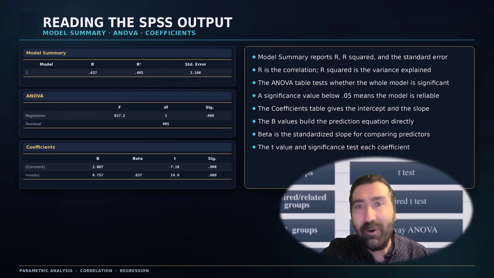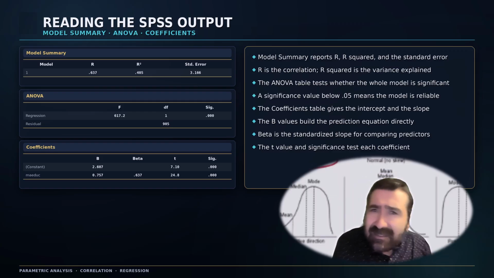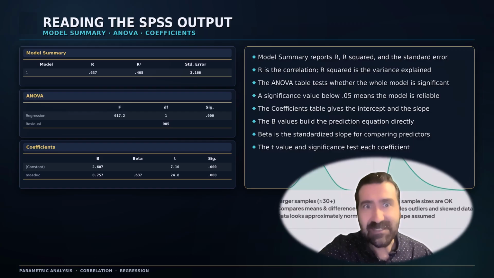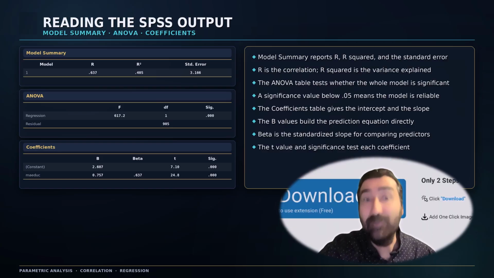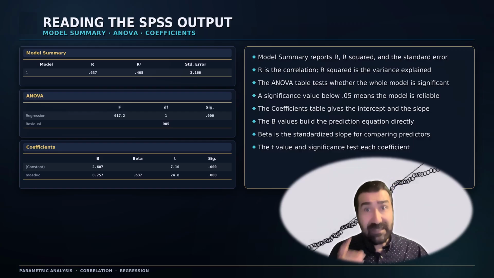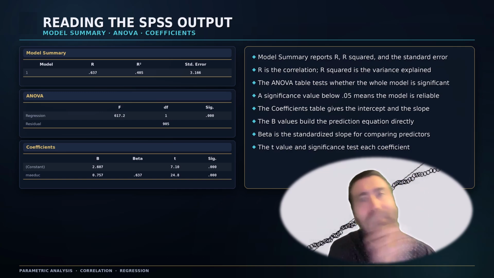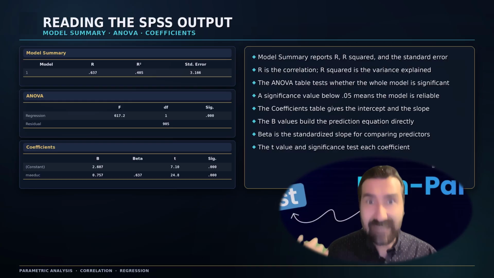And please do not overthink this one. Its main job is to answer a single yes or no question. Is my model statistically significant as a whole? It is checking whether the relationship you found is likely to be real or whether it could just be random noise dressed up to look like a pattern. You will look for a significance value, and a value below 0.05 is the usual green light that your model is meaningful. The third table is the coefficients table.